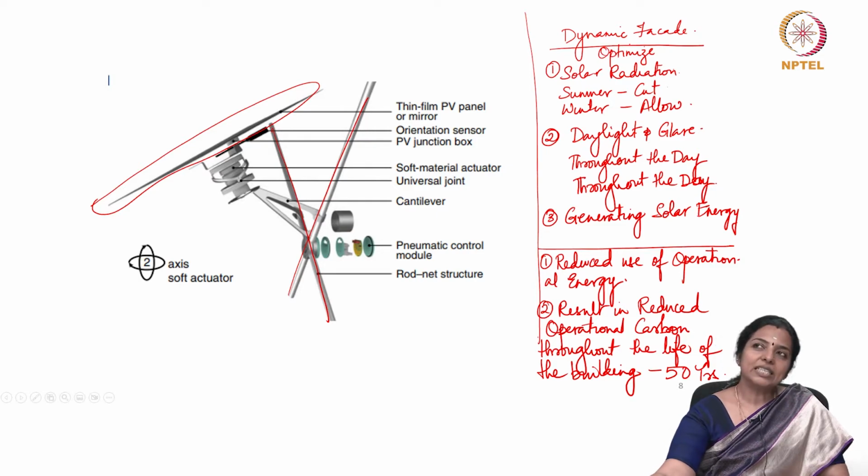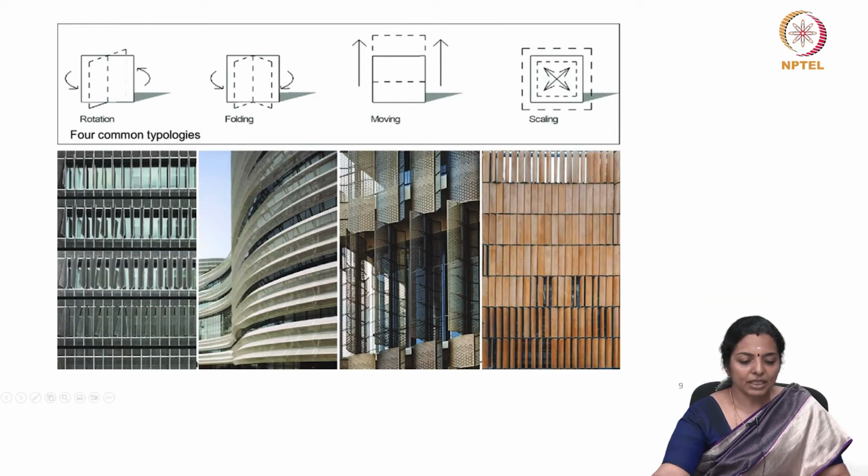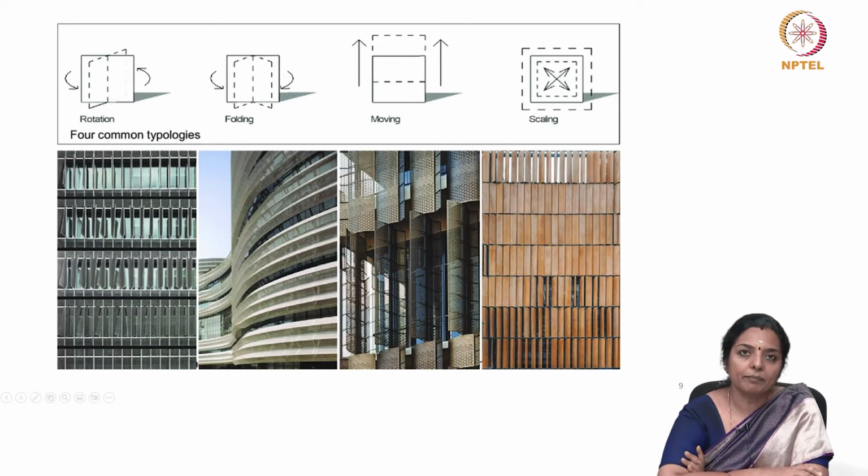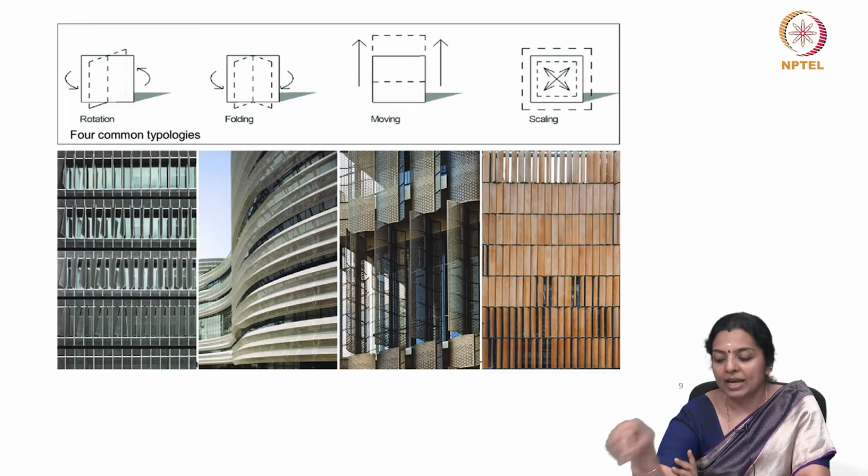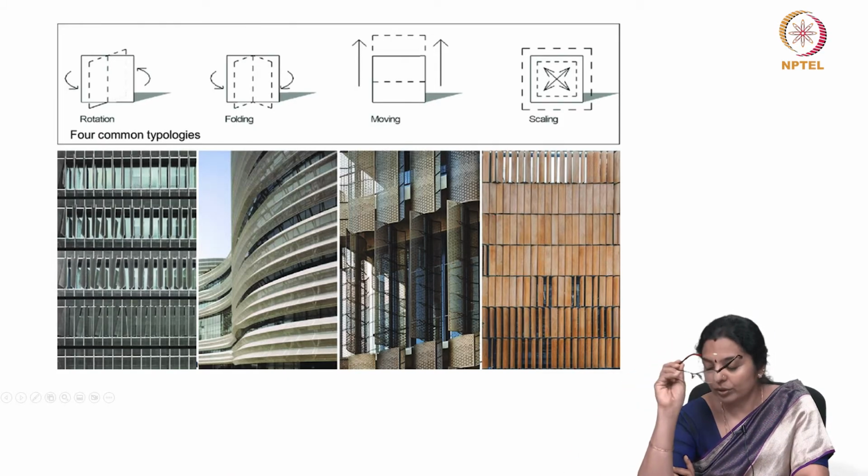Now let us look a little bit in brief at in what way a building can have a dynamic facade, and then move on to some case studies. So there are normally 4 ways in which the elements on the facade that result in a dynamic facade can operate. What are the ways in which it can operate? It can operate in a rotational manner.